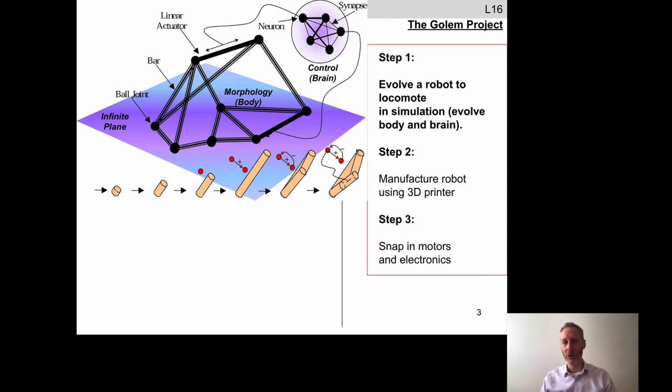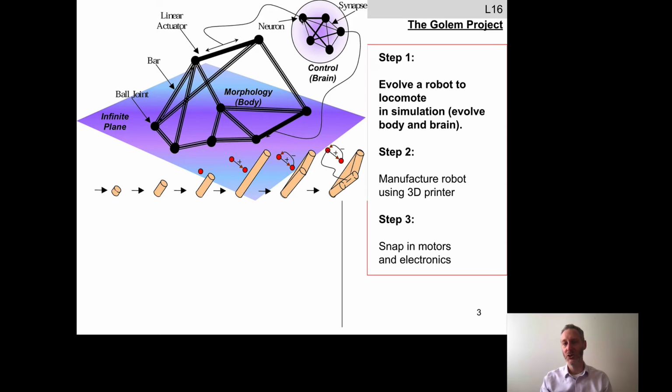Okay, back to the Golem Project. Let's walk through exactly what they did. Like some of the other experiments we've seen so far, I'm going to break this down into sort of 3 experimental steps. Step 1 is going to look very familiar to you. In a physics engine, they evolve a robot to locomote. But unlike what you're doing at the moment in your assignment, they're going to evolve both the body and brain of the robot simultaneously. Here's the body of the robot, and here's its neural network brain.